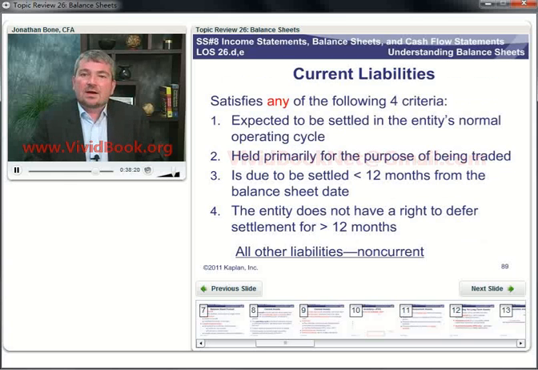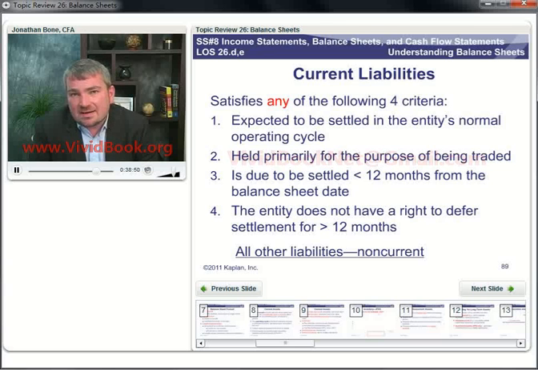Let's have a look at our current liabilities. So these are liabilities that meet any of the four criteria, so not all of them, it's just any of these. Expected to be settled in the entity's normal operating cycle. Remember that operating cycle is the time taken between receiving raw materials and selling finished goods. So it's the days of inventory on hand plus the days of sales outstanding, and we'll look at those when we calculate ratios later.